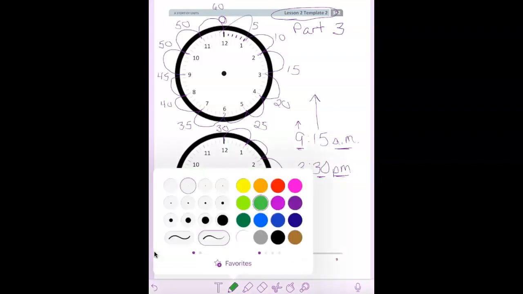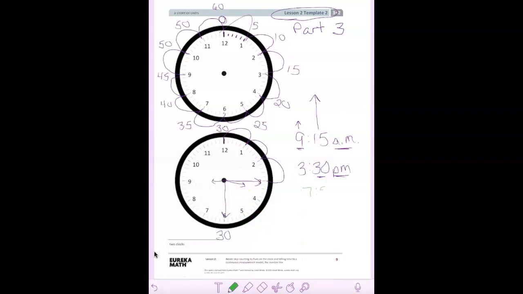Let's try 7:50 a.m. So my minute hand, the long one, is at 50 minutes. Well, if 6 is 30, let's keep counting by 5s from 30. 35, 40, 45, 50. So that's 50 minutes. My minute hand is going to go to the 10, and it's after the 7 o'clock hour, so my hour hand goes past the 7. 7:50.